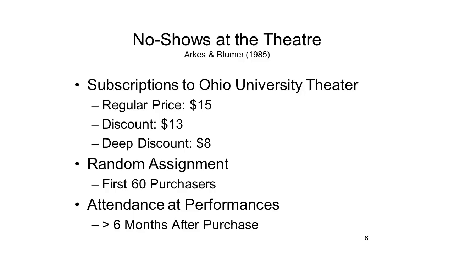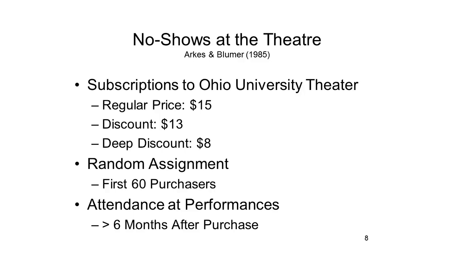The first 60 individuals who approached the ticket office to buy a season ticket were offered one of three different prices. One third of the customers was sold their subscription for the regular price of $15. That's $15, by the way, for 10 performances, a really good deal. Another third of the customers was told that as part of a special promotion, they were going to get a discount of $2. So they paid $13 for their season's ticket. And the remaining third of the customers were told that as part of a special promotion, they were getting a very deep discount of $7, so that they only paid $8 for the entire set of season's tickets. Remember, there was random assignment of customers to conditions.